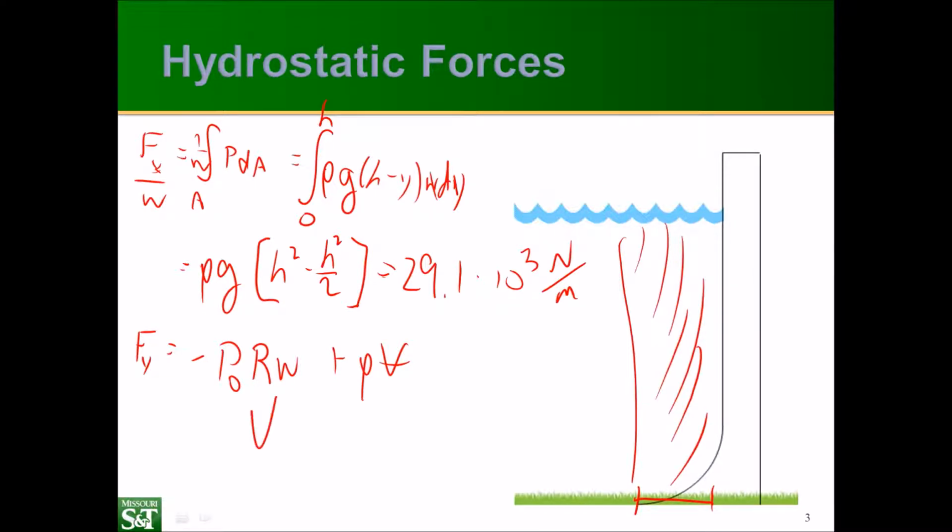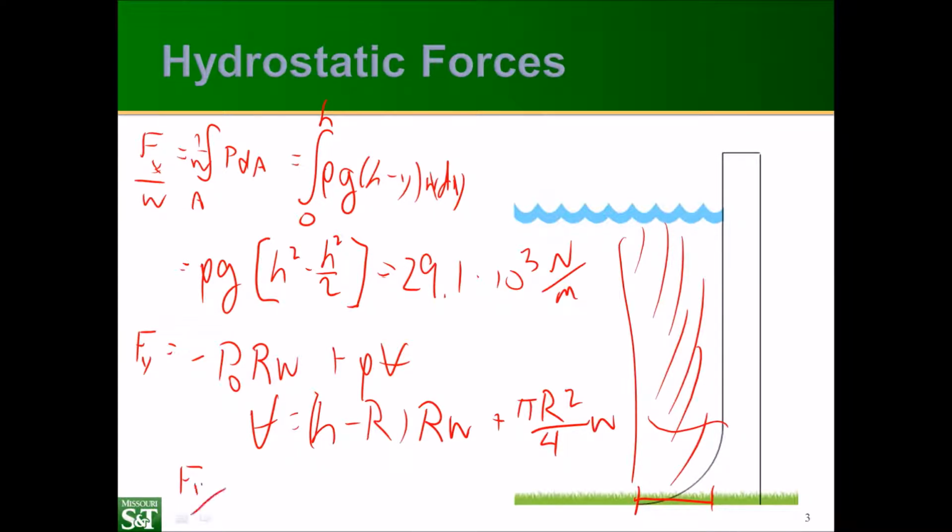Now the volume is h minus r times the width into the page. So that's the volume of this section above the curvature part, plus the volume of the curved part, which is going to be pi r squared over 4. So in the end, we can get times the width in the page.